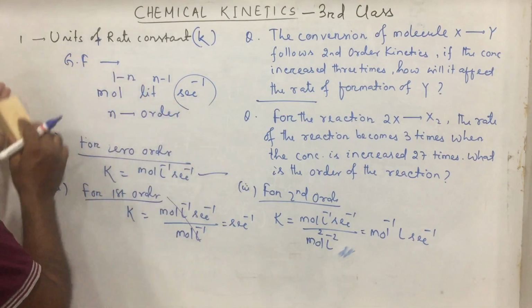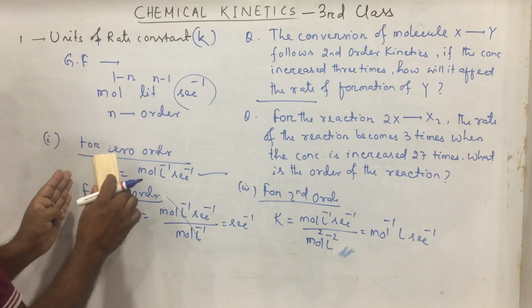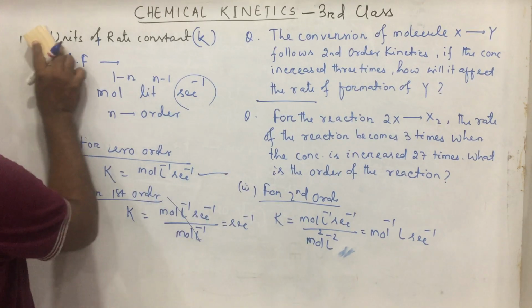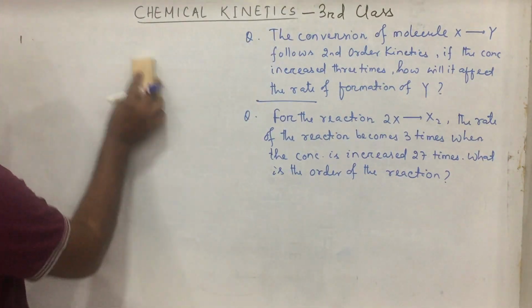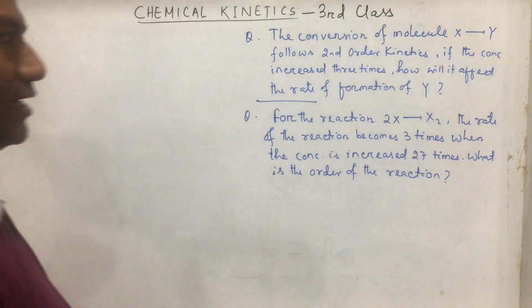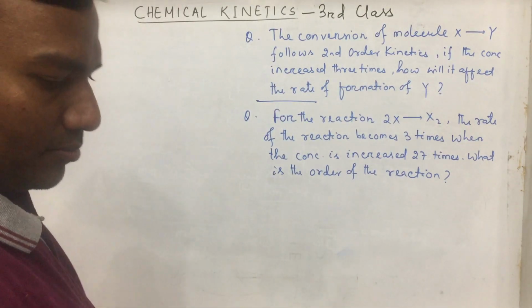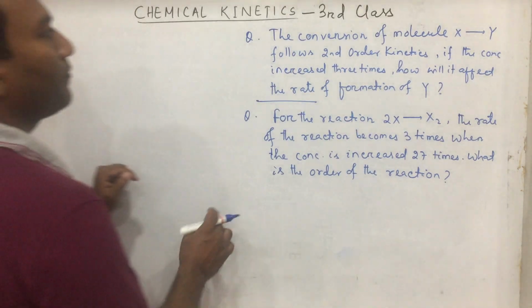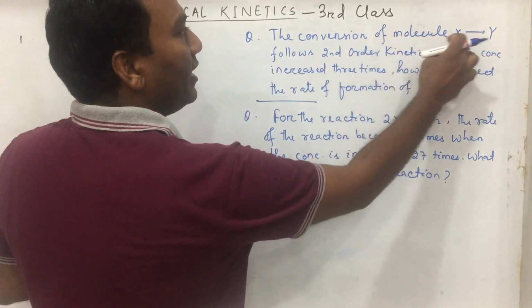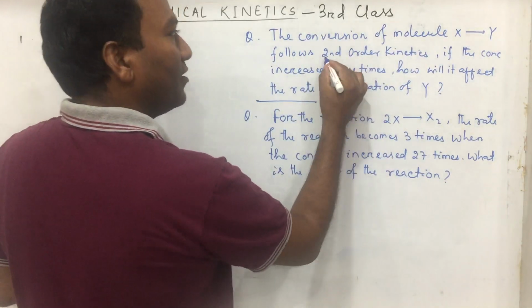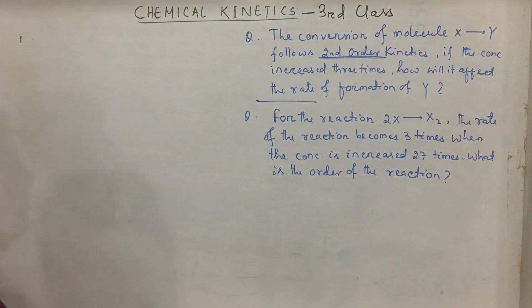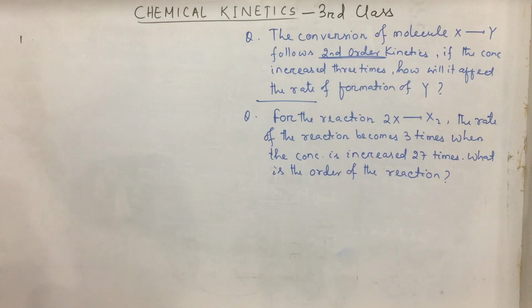So the unit is given and the order will be asked, or the order will be given and the unit will be asked. Okay. Then we'll come to different types of numericals. So here I have written two numericals. How can we solve this? The first question is given, you see: the conversion of a molecule X to Y follows second order kinetics. So here it is given second order. If the concentration is increased 3 times, how will it affect the rate of formation of Y?